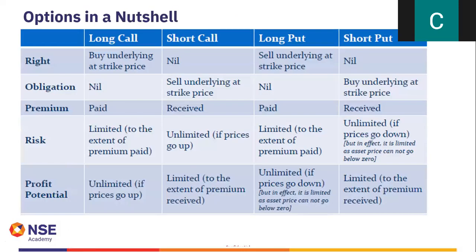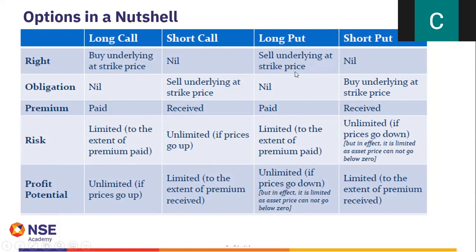So understanding options in a nutshell: long call is nothing but buying a call, short call is nothing but selling a call. So obviously who will have the right? Buyer will have the right. Obligation will be with the seller. Premium, he will pay, he will receive. Risk limited to the extent of premium. Risk is unlimited to the seller. Profit is unlimited for the buyer, profit is limited for the seller. This profit and risk part I will explain with the help of a graph.